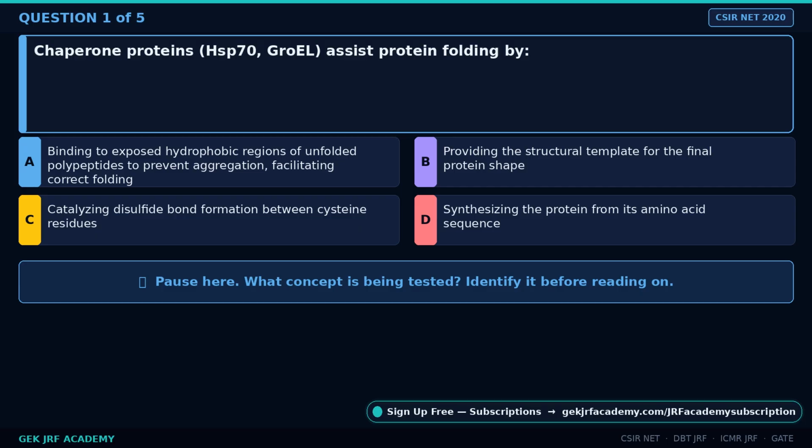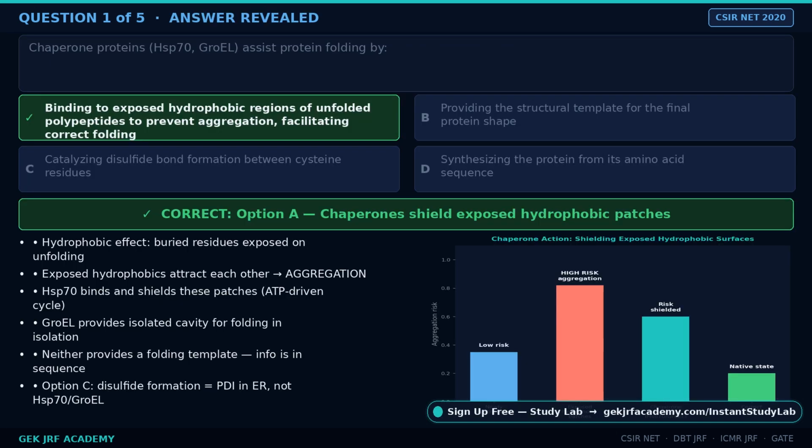Pause here. What is the fundamental driving force that makes newly synthesized proteins prone to aggregation? Identify that force, and the correct answer becomes clear. The correct answer is option A. The key principle is the hydrophobic effect.